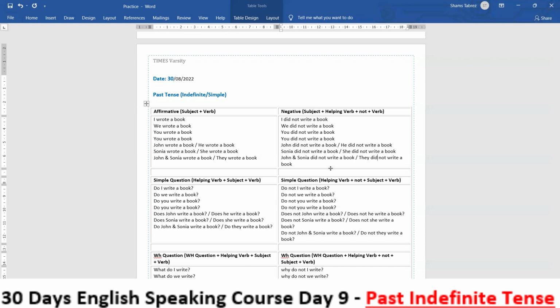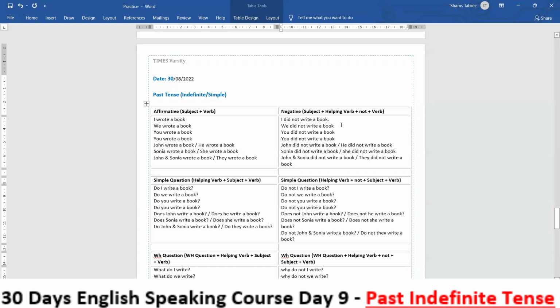Instead of John, he did not write a book. So instead of John, you are using the pronoun, right? Pronoun he. Okay. He did not write a book. वो किताब नहीं लिखा.